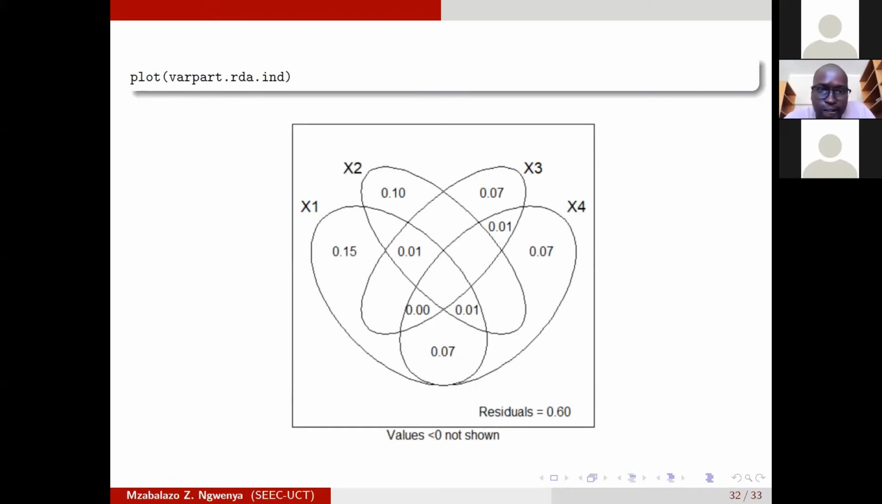And similarly, you can get a Venn diagram which explains what proportions of the variation are explained by each variable. So our first variable on its own is able to explain 15%, but there's shared variation also with the x3 of 0.1, shared variation also there, and shared variation over there. Our x4 variable is able to explain 0.07 alone, and those are the shared variations over there.